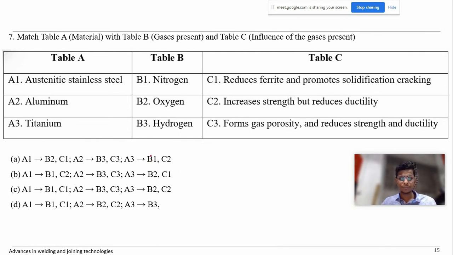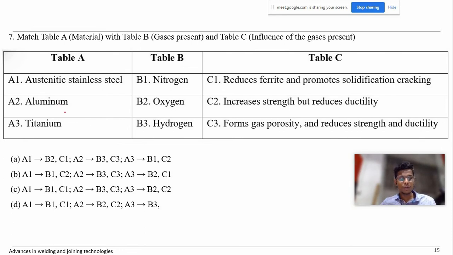Okay. Match table A and table B. Here the material and the shielding gases are in table A, and table B gives the influence of the gases present. This was discussed in the class by sir, so you need to remember it. Titanium, if exposed to the atmosphere, will react with oxygen, which increases strength but reduces ductility. So for titanium, A3, B2, C2.